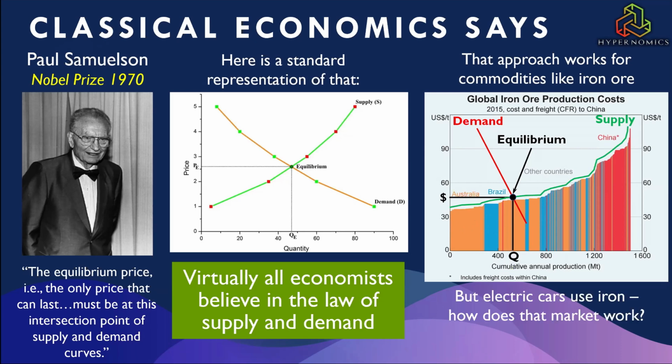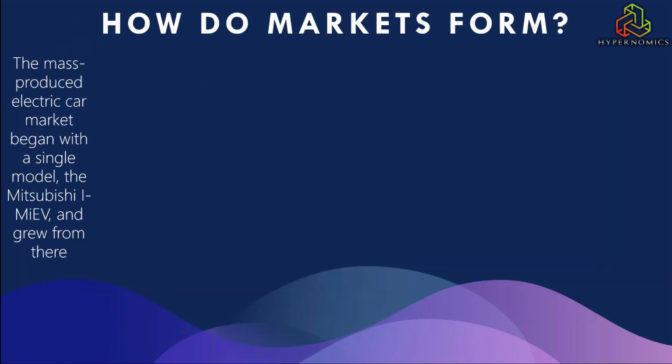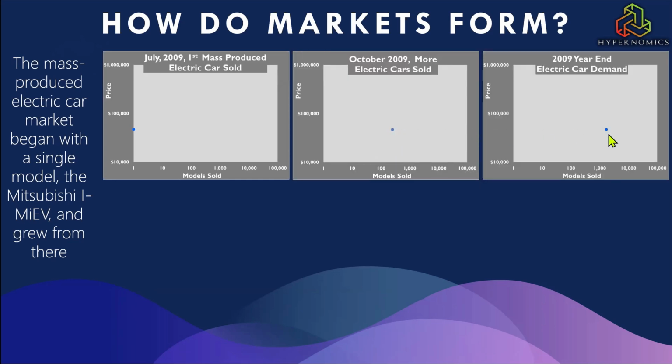But the law of supply and demand may not affect something more complicated like electric cars. So how does the market for electric cars work? Well, let's take a look. The mass-produced electric car market began just a few years ago with a single car being sold by Mitsubishi, one unit sold back in July of 2009. And then as the year wore on, well, they made more, and then they made more. And so this would actually satisfy the single equilibrium point by Paul Samuelson.